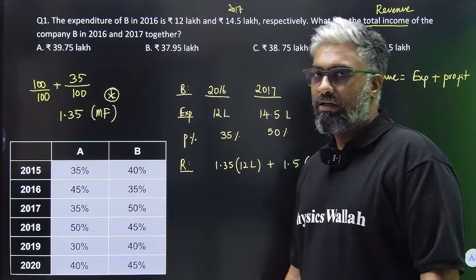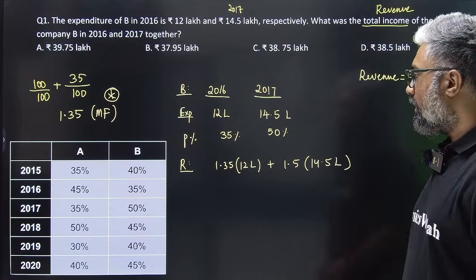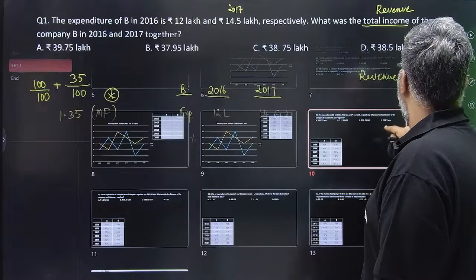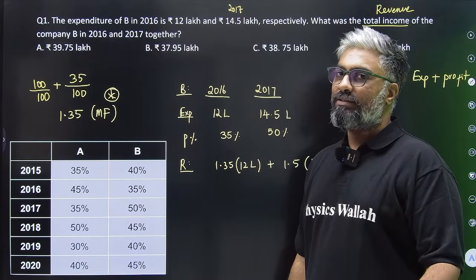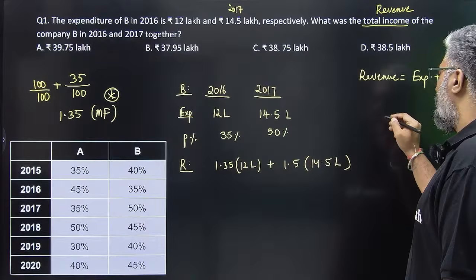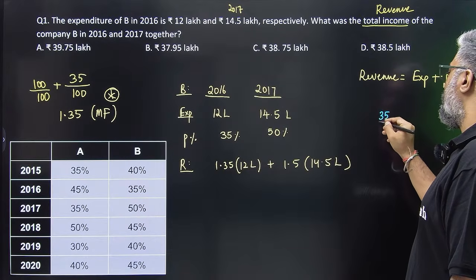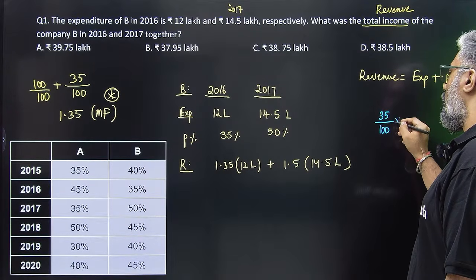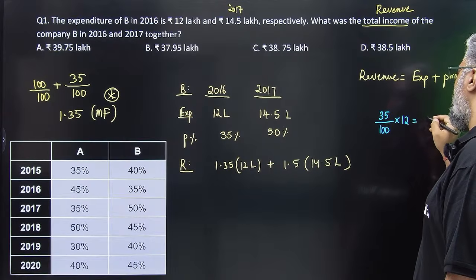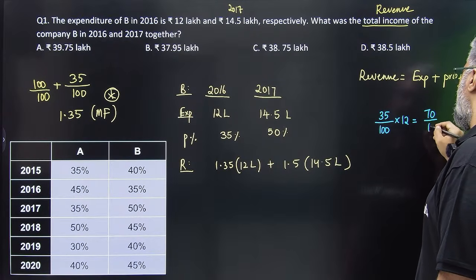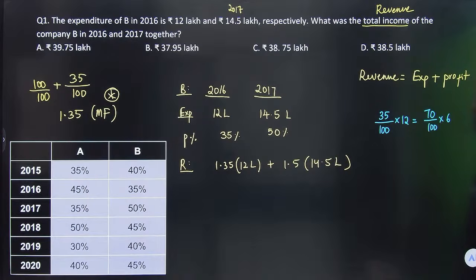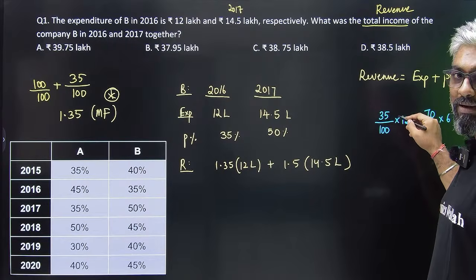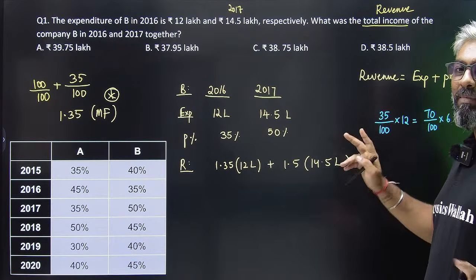Now it's your choice. If you want to use the calculator, you can, or if you want to do it manually also, you can. I'll tell you how to do it manually. 35% of 12 lakhs is basically 70% of 6 lakhs. Would you agree? Is this correct, guys? 35 by 100 of 12 is the same as 70 by 100 of 6. Are they the same? Yes, they are the same, because what I'm doing is I'm dividing this by 2 and multiplying this by 2, balancing it out.